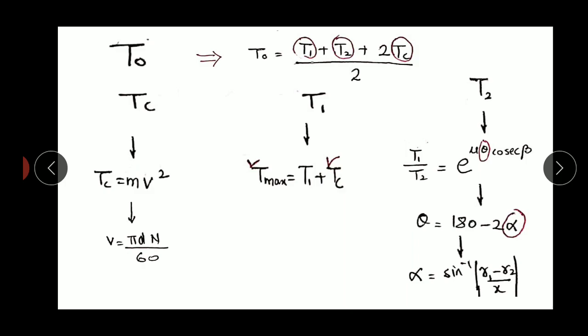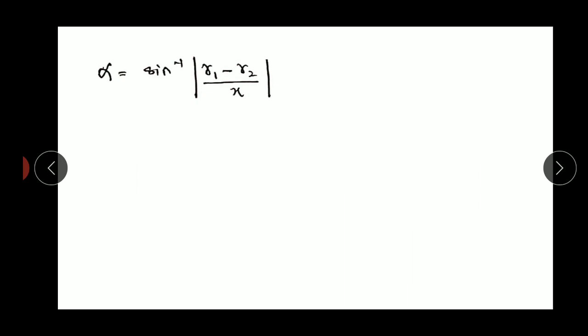Once we find T1 and T2 both, and the velocity of the belt from here, we can put all three things in the equation of power. Power is equal to (T1 minus T2) into V. So we can find the power easily. Let's solve it step by step.